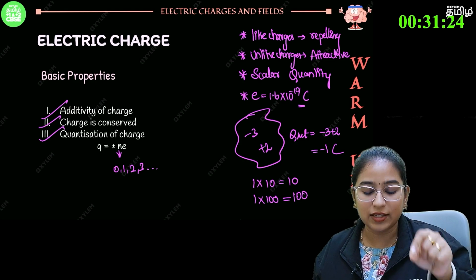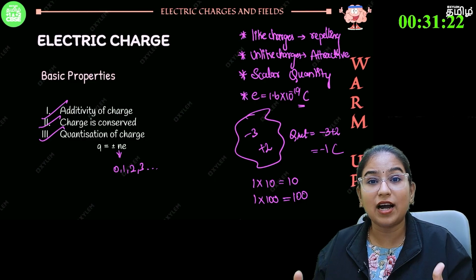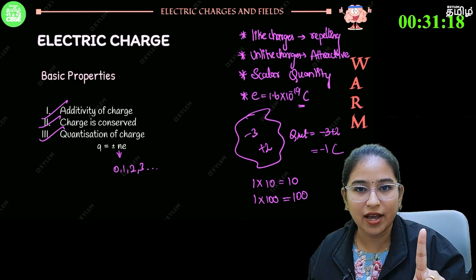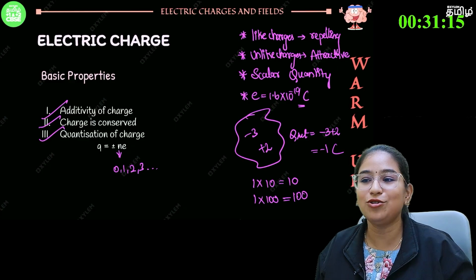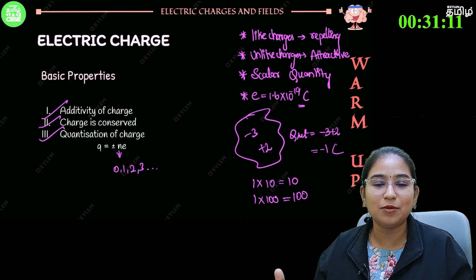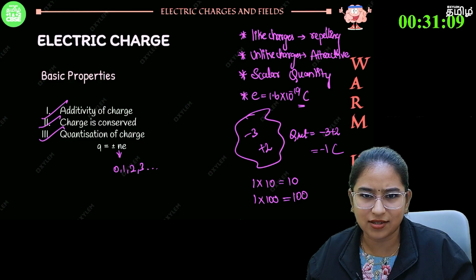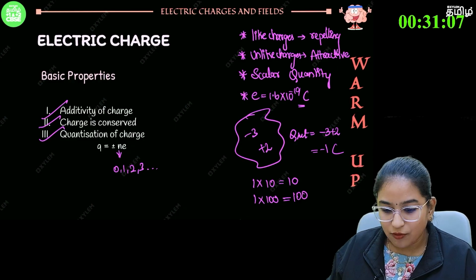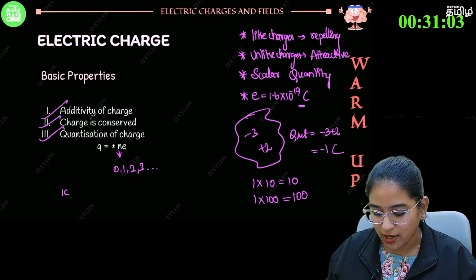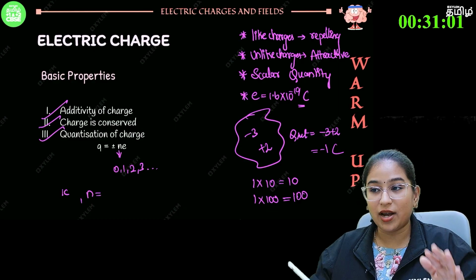So if n is in decimals, that means it is divided again. You can buy only 1 egg, you can't buy half an egg. That is what is mentioned here. Charge is nothing but an integral multiple of its least value. That's it. Clear?